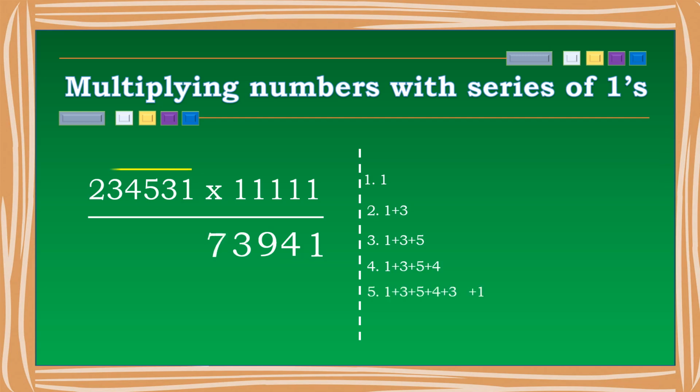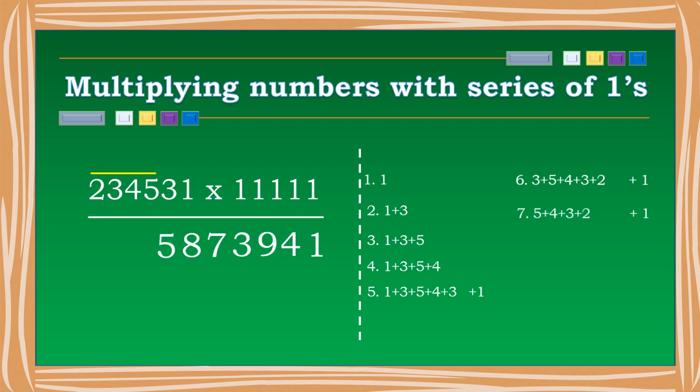So next, 1 plus 3 plus 5 plus 4 plus 3 plus 1 carry before, so 17, again 1 carry forward. So here maximum digits allowed for addition is 5 because the multiplier is having 5 ones. So now we have to leave 1 and next step we have to start with 3. So 3 plus 5 plus 4 plus 3 plus 2 plus 1 carry. So we will write 8 here and 1 will be again carried forward.